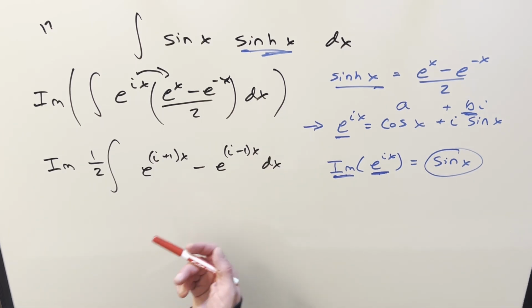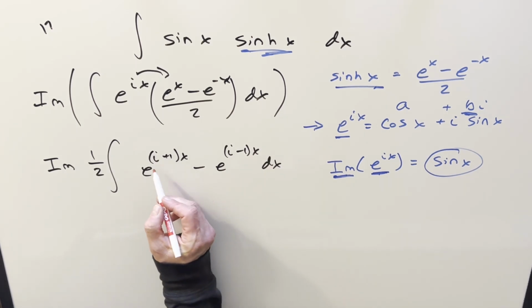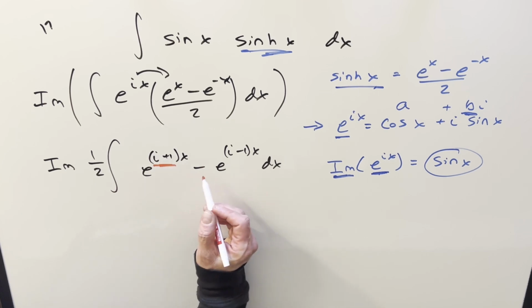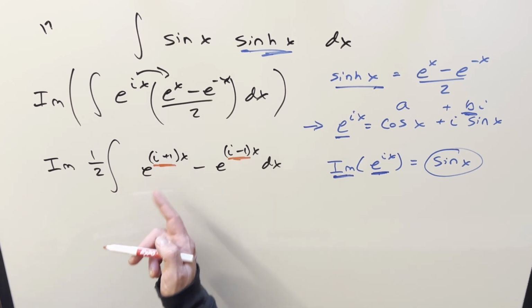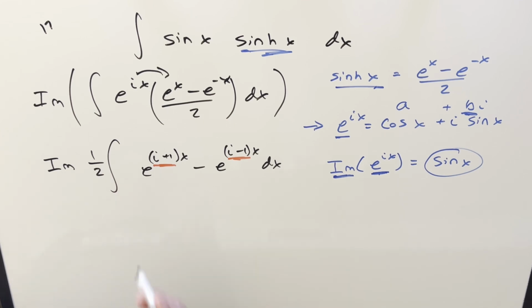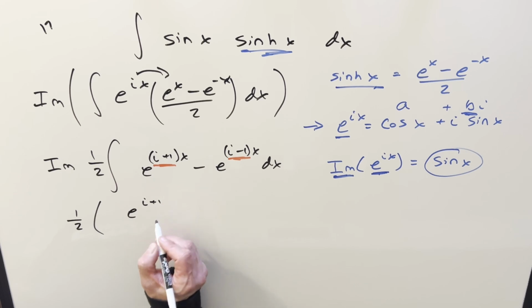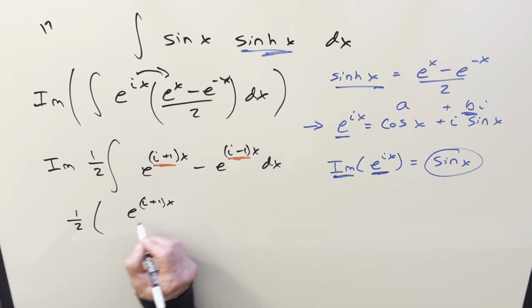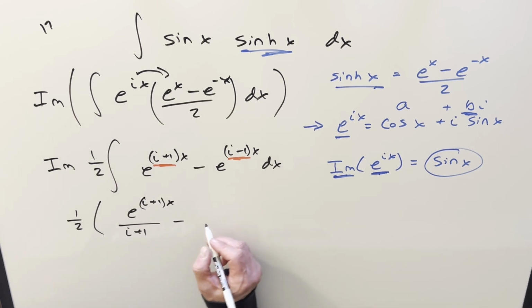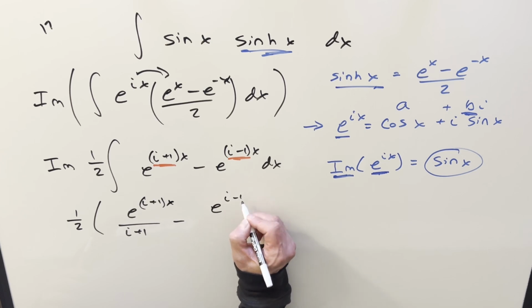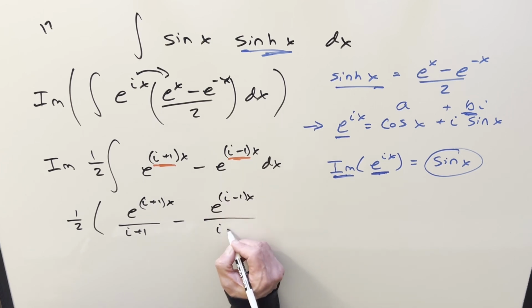And then from here, we can really just integrate it with no problem. Don't get too worried about this. Just think about this as a constant. You could substitute it or whatever, just dealing with that like any constant. What's going to happen? We still have our half out front. This is going to be e^((i+1)x) over (i+1) minus, same kind of thing over here, e^((i-1)x) over (i-1).